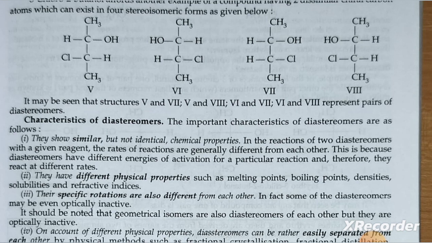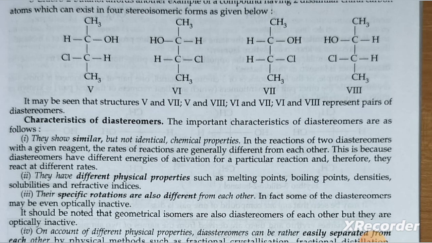Characteristics of diastereomerism. The important characteristics of diastereomers are as follows. First, they show similar but not identical chemical properties. In the reaction of two diastereomers with a given reagent, the rates of reaction are generally different from each other. This is because diastereomers have different energies of activation for a particular reaction and therefore they react at different rates. Second, they have different physical properties such as melting point, boiling point, densities, solubilities and refractive index. Third, their specific rotations are also different from each other.